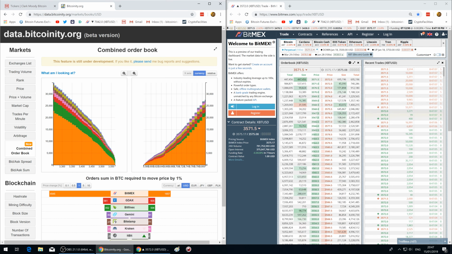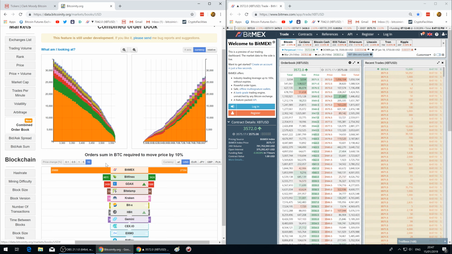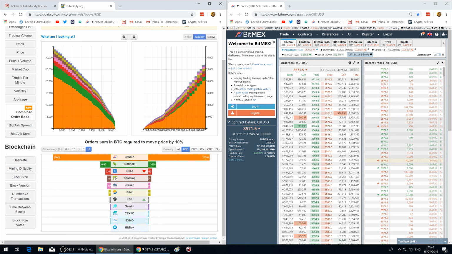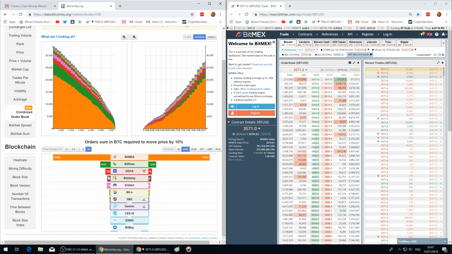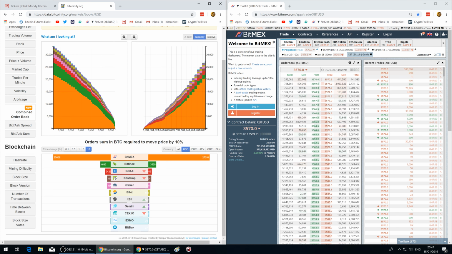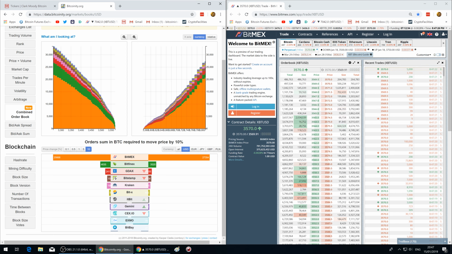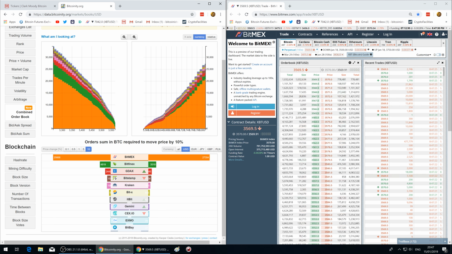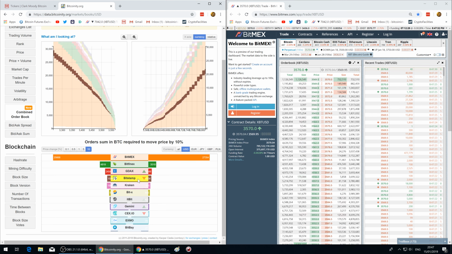However, sell 1,000 coins on Bitstamp, or 1,500 coins. Here you can buy 1,500 coins and barely move the price, while on Bitstamp, selling or buying 1,500 bitcoins will move the price by 10%.